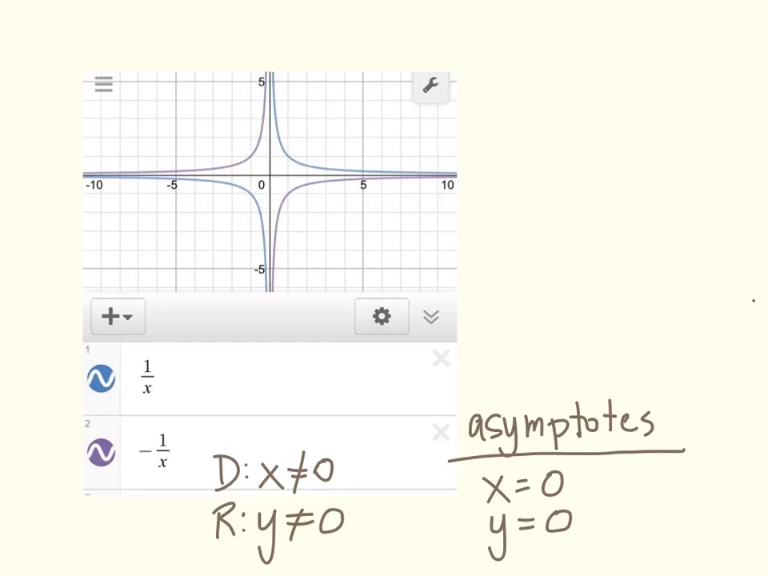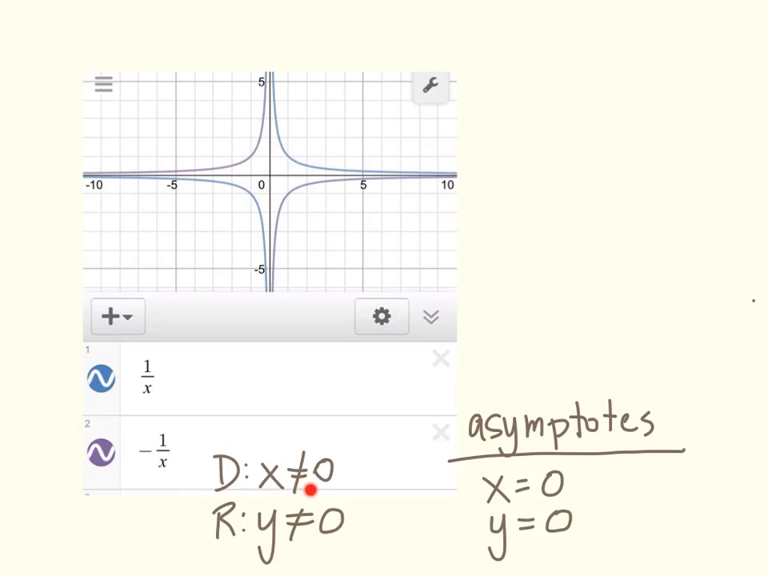So, what happens when we throw a negative sign in there? Of course, it doesn't matter whether that negative sign is out front, in the numerator or in the denominator, it's all the same. Instead of being this blue function graphed in the first and third quadrants, y equals negative 1 over x will be graphed in the second and fourth quadrants.